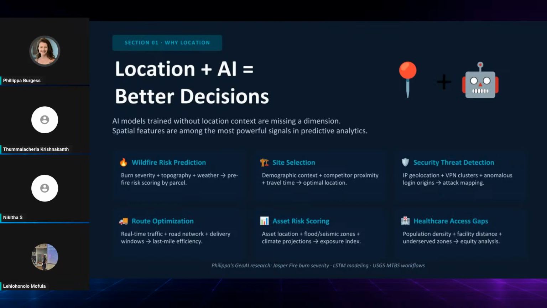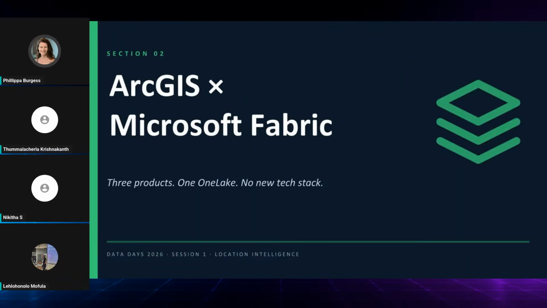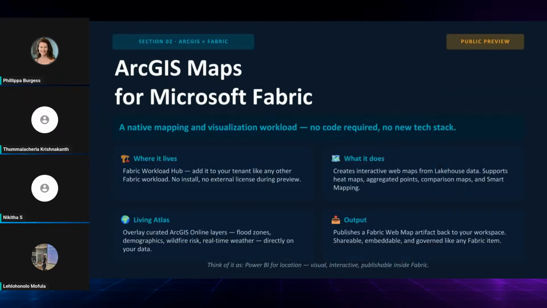So it's great for you to think about the domains that you work in and think through how you can apply this. So now we'll do the deep dive into ArcGIS for Microsoft Fabric. So you've got 3 products. OneLake, no new tech stack, because you can do all of this now inside of Fabric. And this is in public preview, meaning it's free, so you can jump right in and try it. And this is going to be your no code, low code solution. And this is a native mapping and visualization workload.